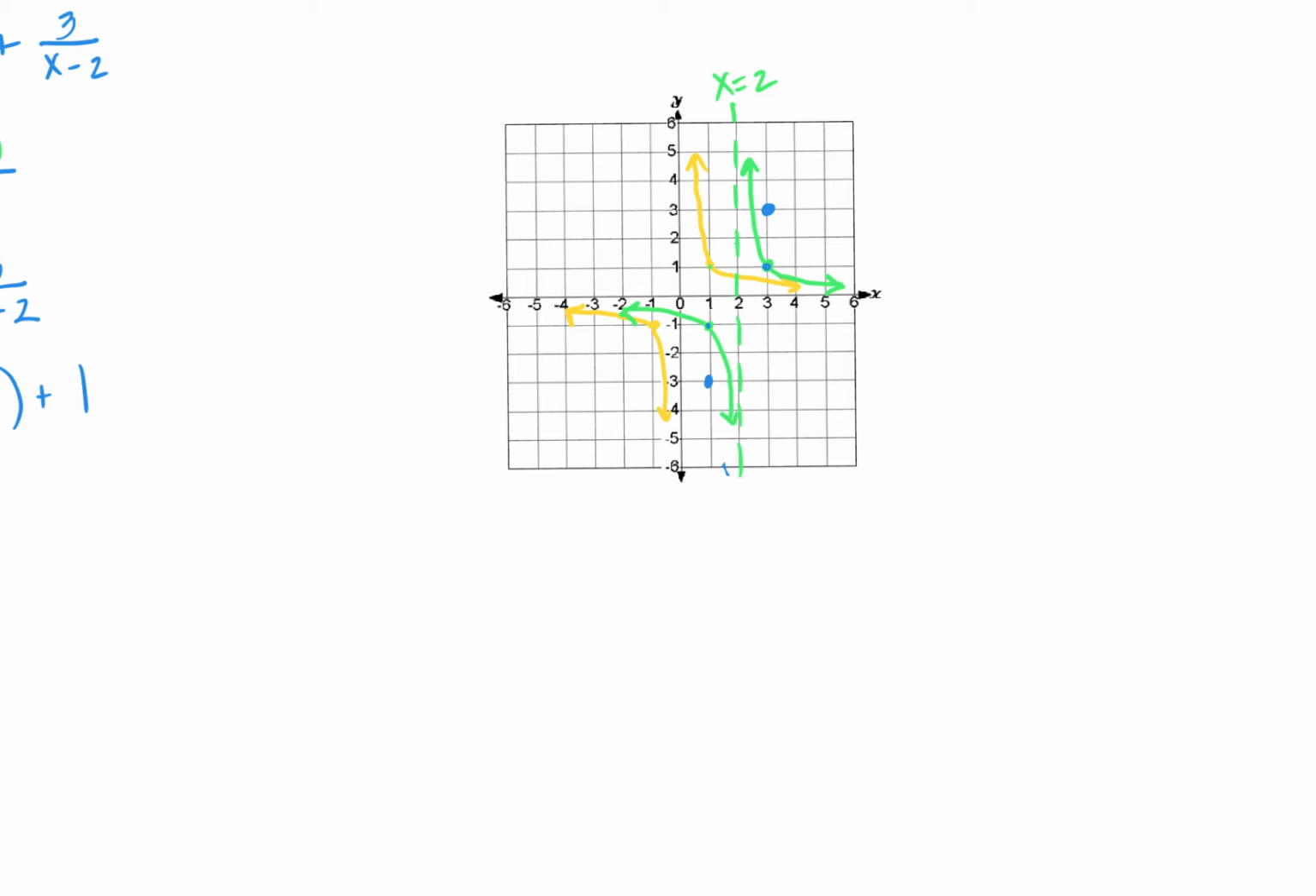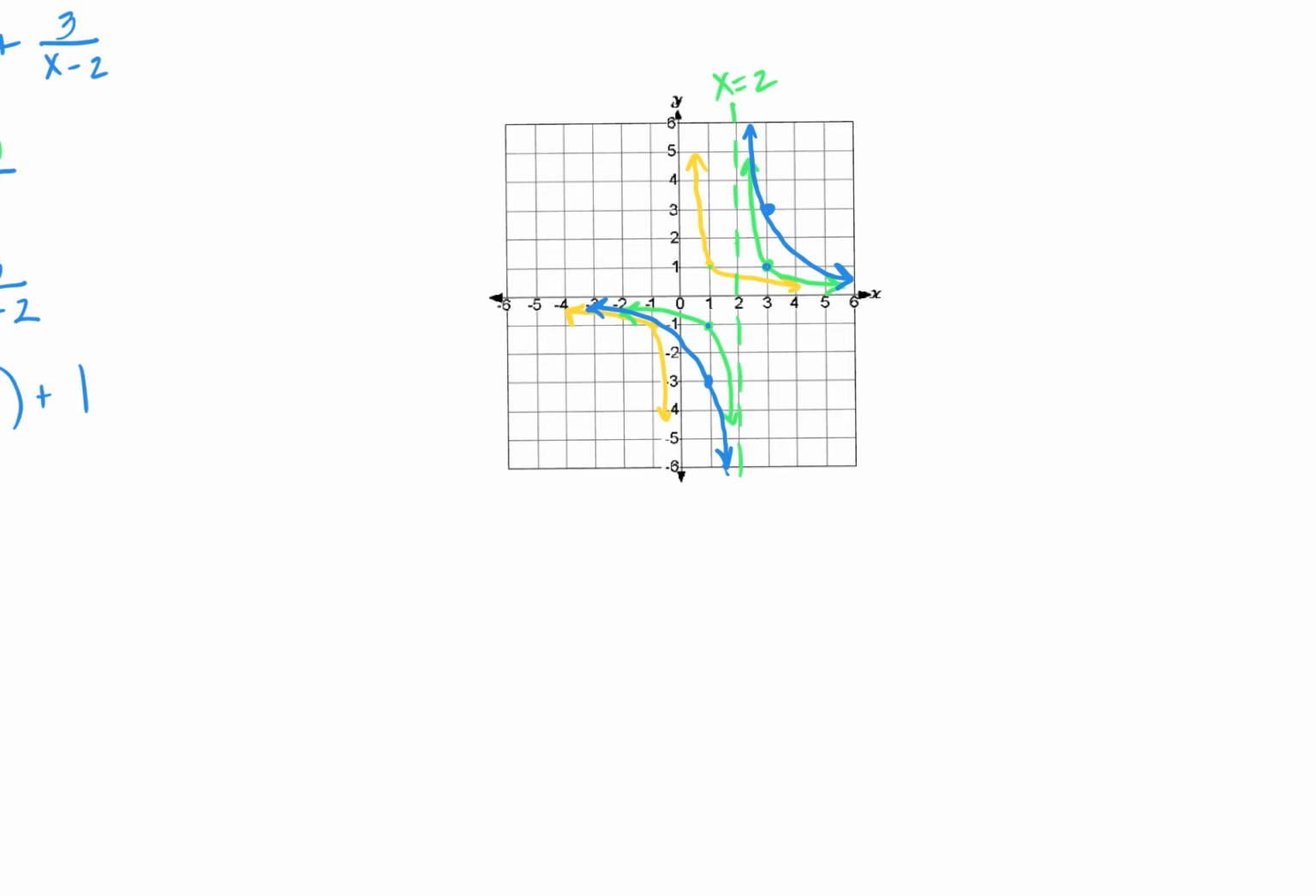When we do the vertical stretch or shrink, we're not changing our asymptotes. We're just stretching out our function. So it's still going to follow the same asymptote of x is equal to 2 and y is equal to 0. So you see how it's stretched out? X is equal to 2, y is equal to 0.